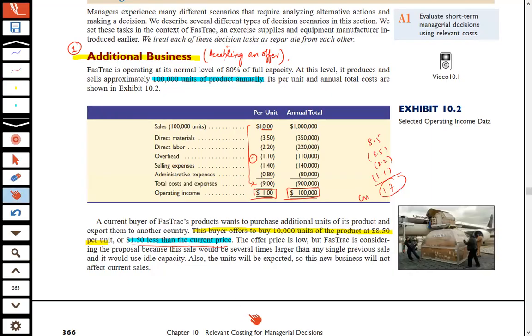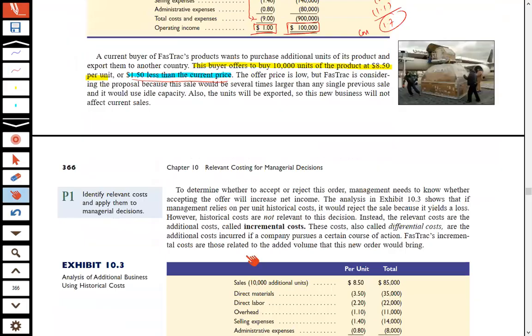Now we will see it through another approach, what they have done. To determine whether to accept or reject this order, management needs to know whether accepting the offer will increase net income. Now we are not focusing only on the CM of that product or that offer. We are now focusing on whether it will increase our net income or not. Net income means the income from the existing product line, sale of the products, and also from that offer that we have got.